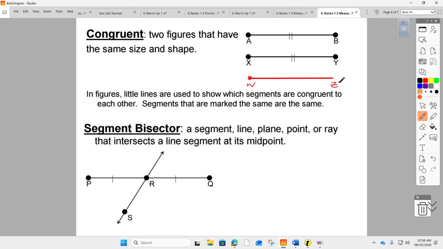And it has one dash on it. I don't know what any of them measure. I don't know which ones are shorter or longer. But I know these two have the same length, and this one's different. Does that make sense? Okay.